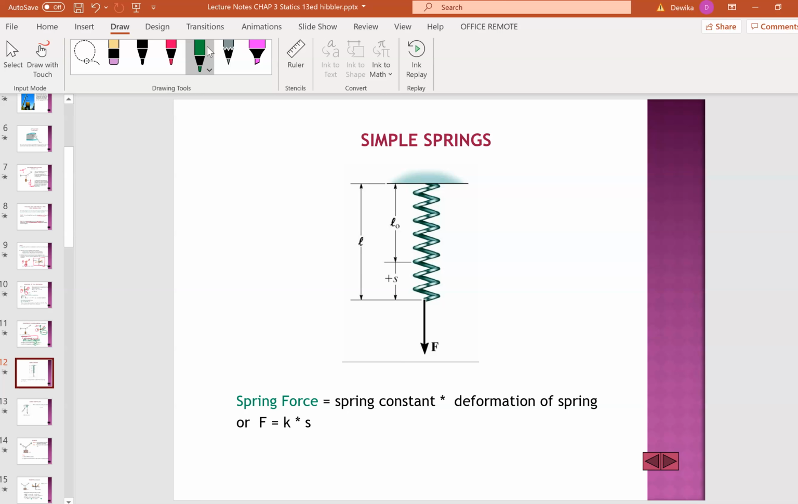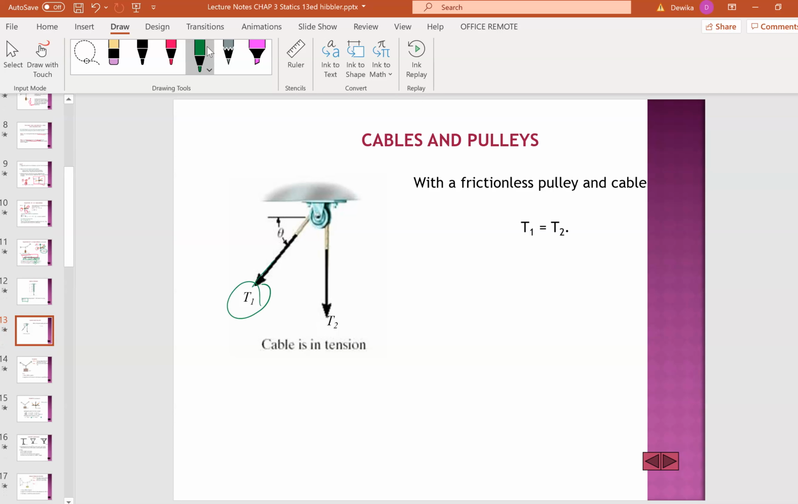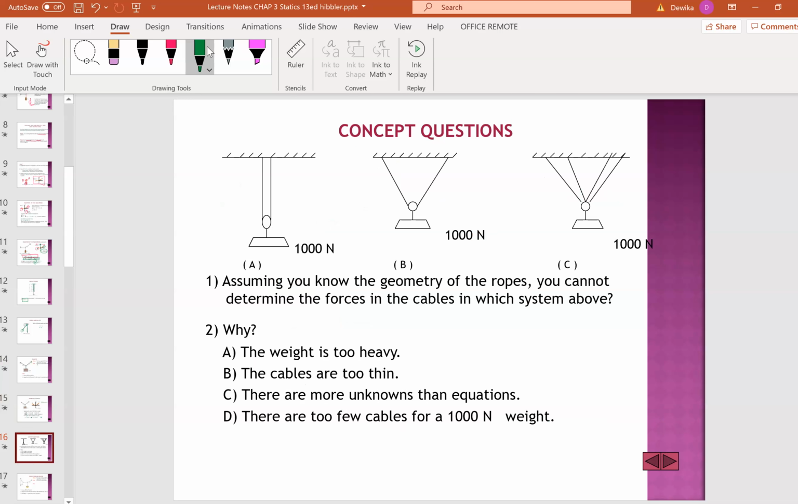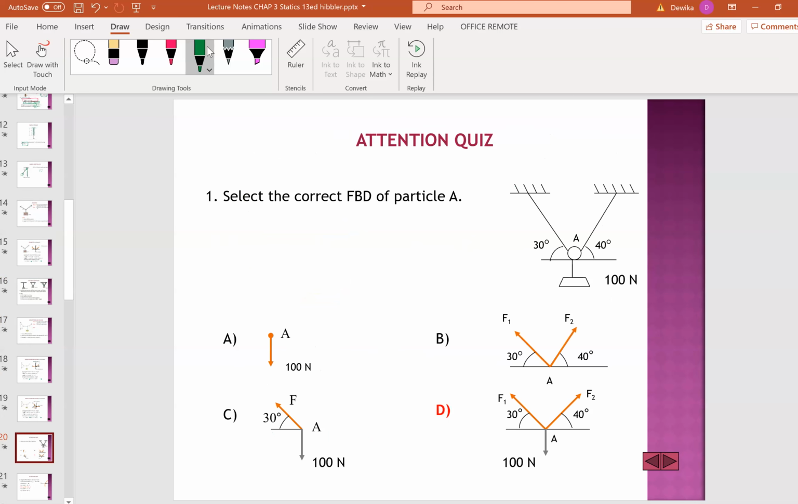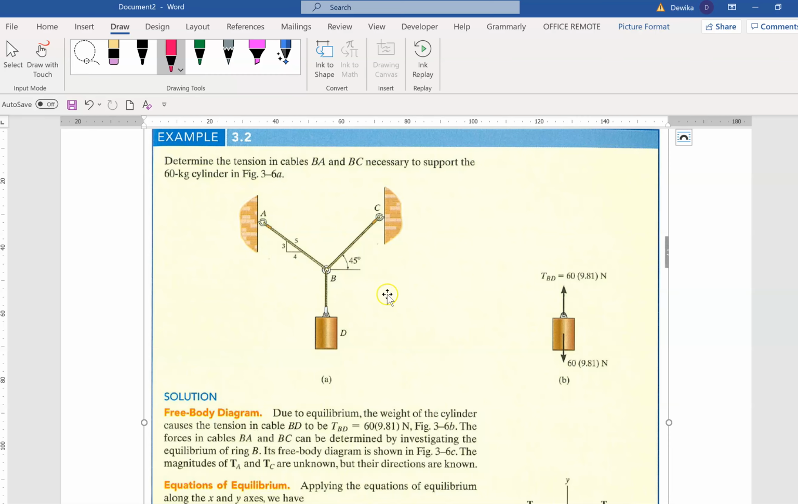So for a simple spring, it is represented by F equals Ks. For a simple cable over a pulley, always remember, as long as it is the same cable, the tension will be the same. Now let's move on to an example. The example in the lecture note is rather easy, so I'll be moving to the example in the textbook. You can go through the example in the lecture note. Before we go into 3D, let's solve the question.